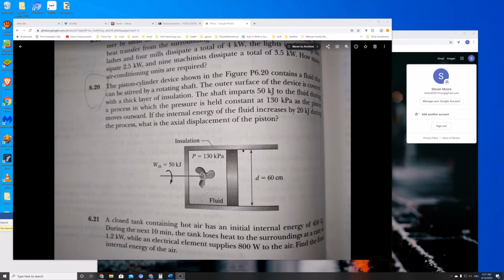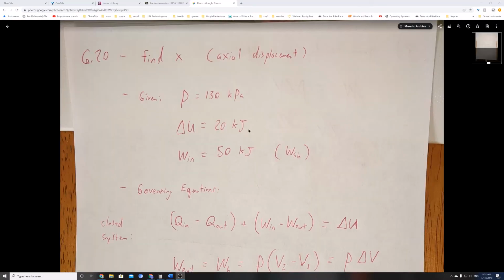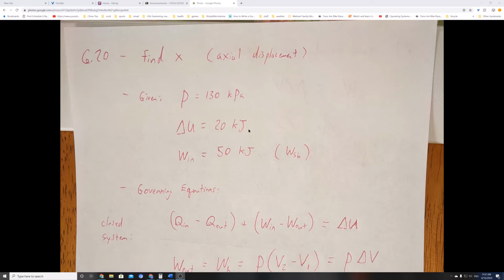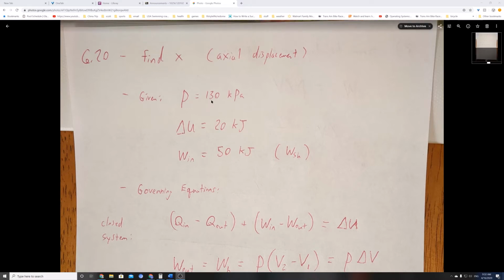We're just thinking about the different components of this right now and getting a general idea of what the text means and how we can use that to solve this problem. So what are we trying to find here? It says you're looking for the axial displacement. So basically, how far does that piston move out? What's given? The internal pressure is given, and it's constant. That's going to be helpful for us. If it wasn't constant, we'd use this for the boundary work, and that would be a bit more complicated.